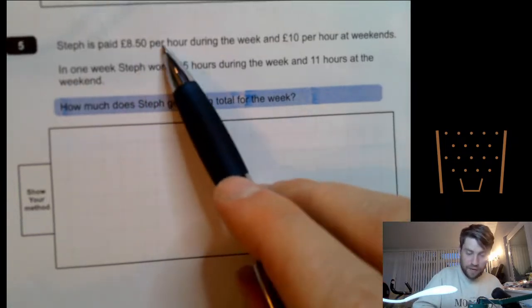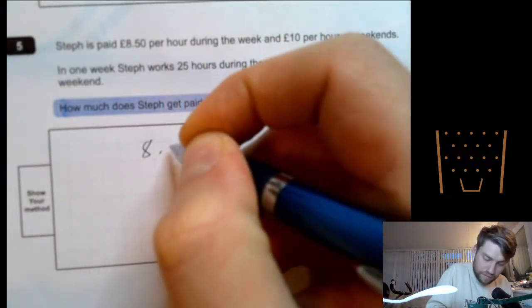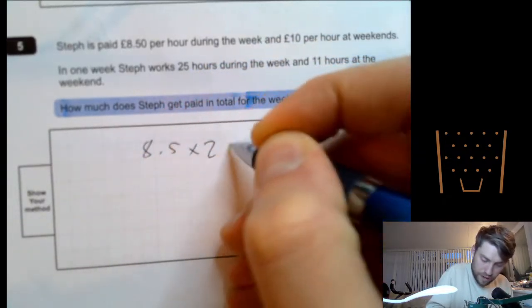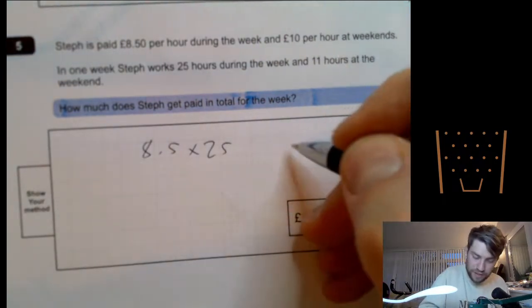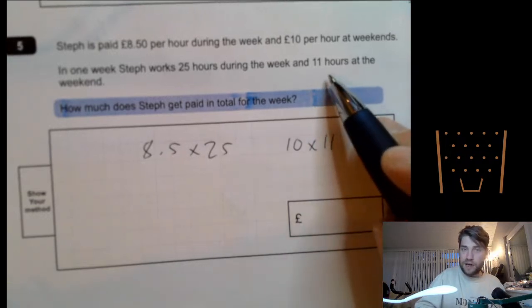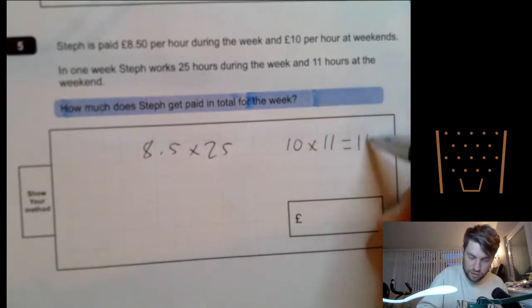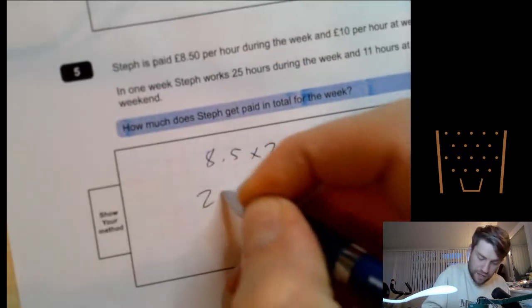So £8.50 per hour during the week. So it's going to be £8.50 multiplied by 25 and £10 per hour at weekends. So that's going to be £10 multiplied by 11 because that's 11 hours on the weekend. So that, I know, it's 110. It's a nice, easy one to do. Now I've got to do this one. So I would break this up.